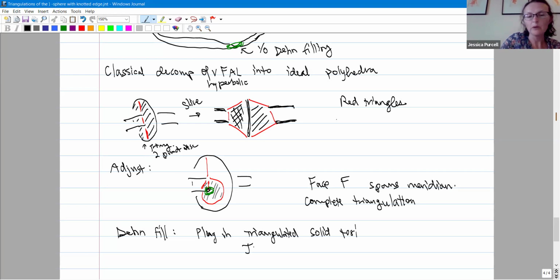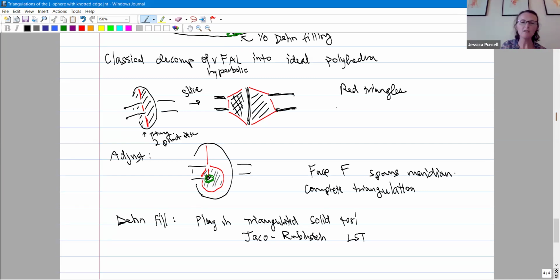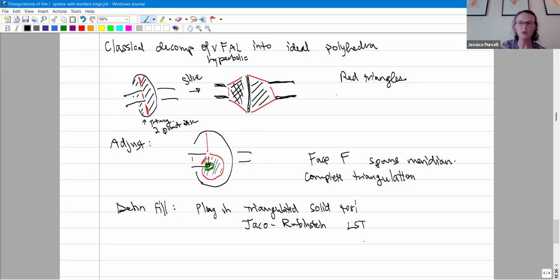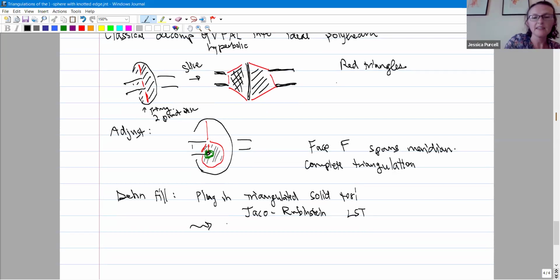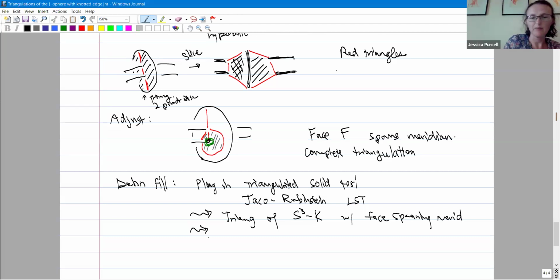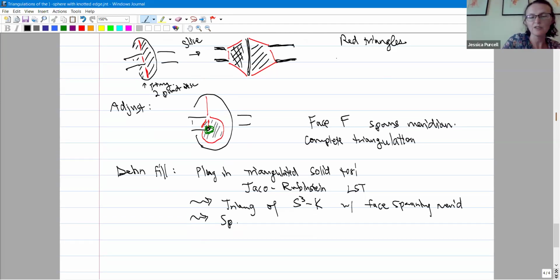And there's a well-known way of doing this due to Jaco and Rubinstein. They have these layered solid tori, and it turns out that those work. They're just fine. You have to be a little bit careful when you're doing trivial layered solid tori, but it's not really that big of a deal. And this gives you a triangulation of your original with this face spanning a meridian. And then you do this trick. You put in this special tetrahedron, and that gives the result.